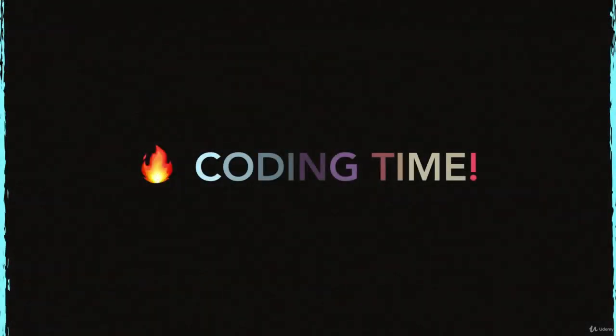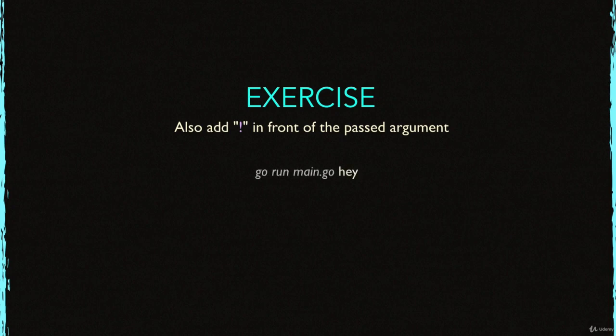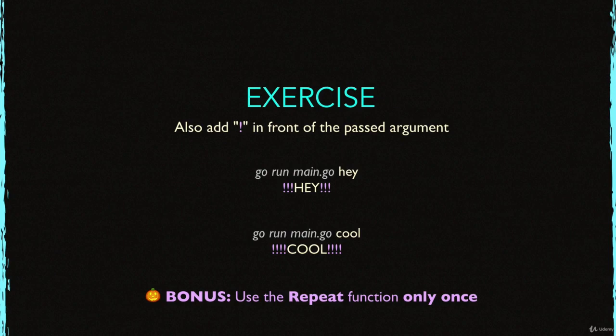Now it's your turn. Here's an exercise for you. I want you to add exclamation marks also in front of the passed argument. For example, if you run the program with the hey argument, then it should print this. Or if you run it with the cool, then it should print this. As a bonus, use the Repeat function only once by using a variable. Good luck!